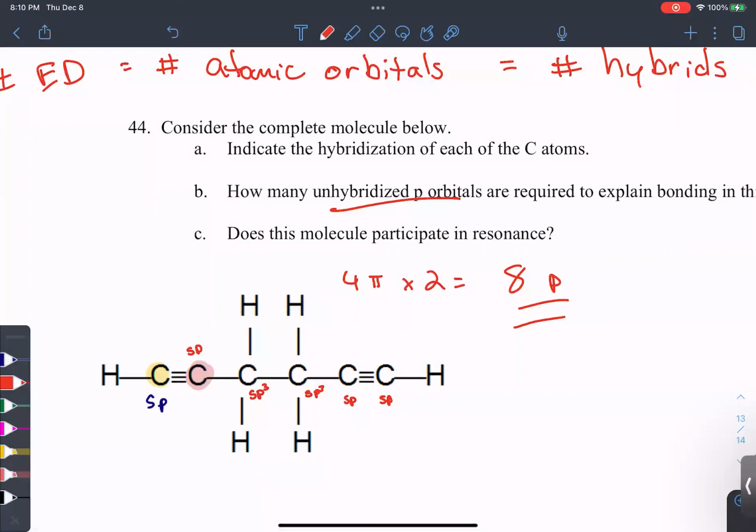Does this molecule exhibit resonance? No. No, there's no way to move around the electrons. There's no way to delocalize them. Those pi bonds are locked into place. There's nowhere else you can put them.